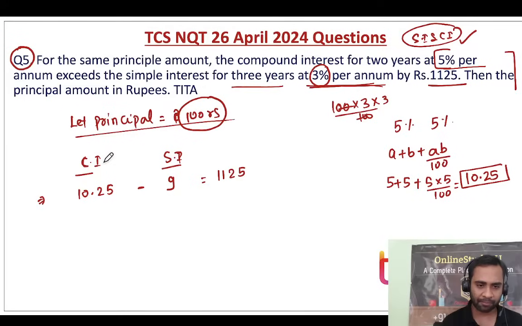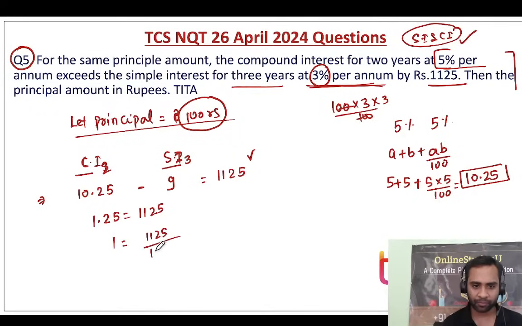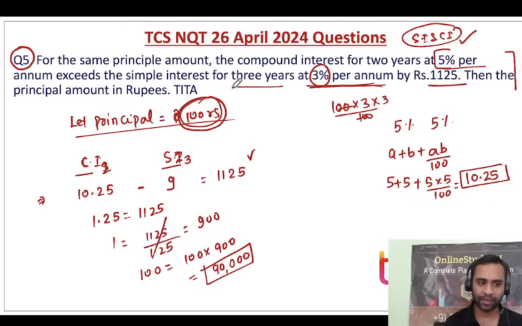So the difference between the compound interest for 2 years and the simple interest for 3 years is 1125. So 1.25 is equal to 1125. So 1 will be equal to 1125 divided by 1.25, which is 900. We have to find out the principal, so 100 will be equal to 100 into 900, which is equal to 90,000. So 90,000 will be the correct answer for this particular problem.